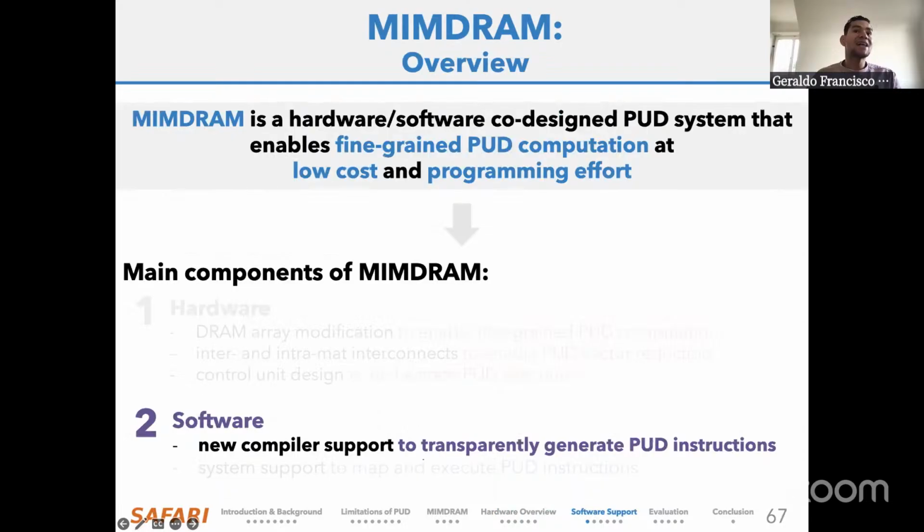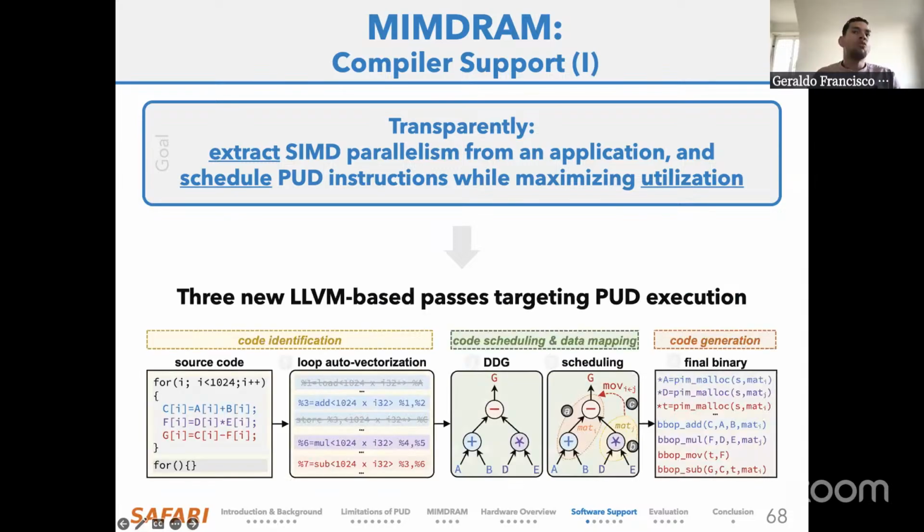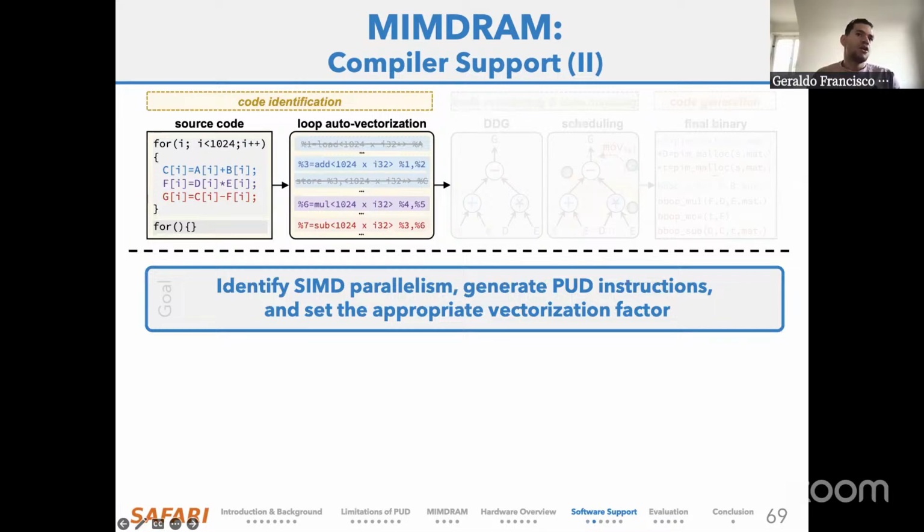Next, starting with our new compiler support for processing-using-DRAM operations. Transparently from the user, we extract SIMD parallelism from the application and schedule processing-using-DRAM instructions while maximizing SIMD utilization. To this end, we implement three LLVM passes targeting processing-using-DRAM execution. The first pass is responsible for identifying SIMD parallelism in the code using the LLVM auto-vectorization engine, generating processing-using-DRAM instructions, and setting the best vectorization factor for such instructions.